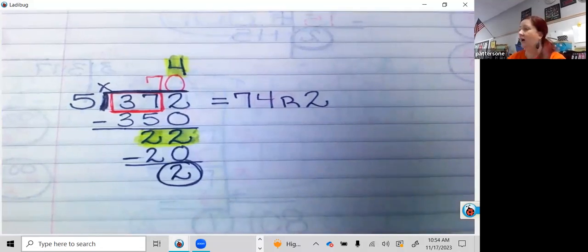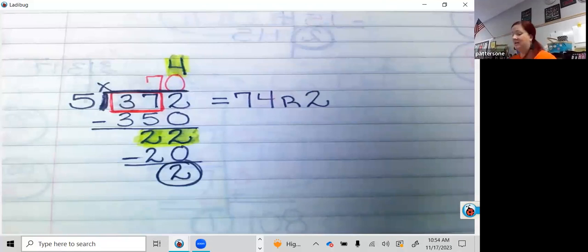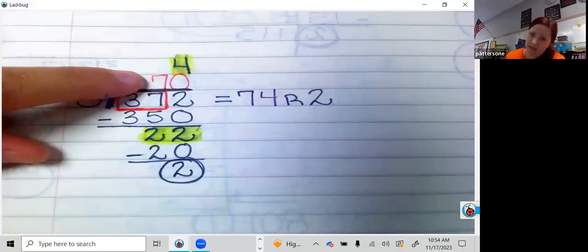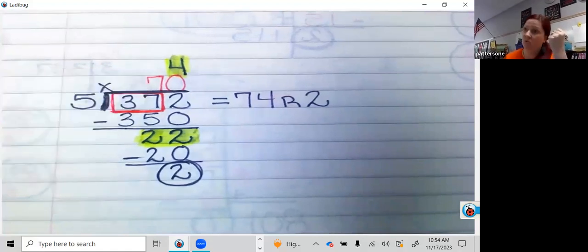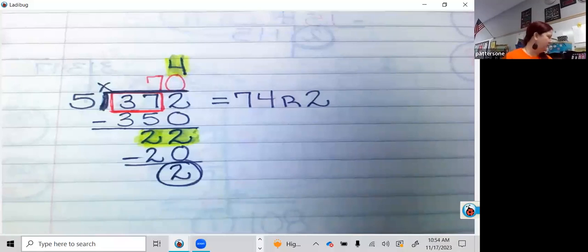Are you seeing how this is a little different? It's the same thing. You're still taking out, but this time instead of taking out 20 and 10 and 20 and 10, I took out 70 all at once. Okay. Let's try another one using our multiplication facts. Okay. Can you dig it? Can you do it?